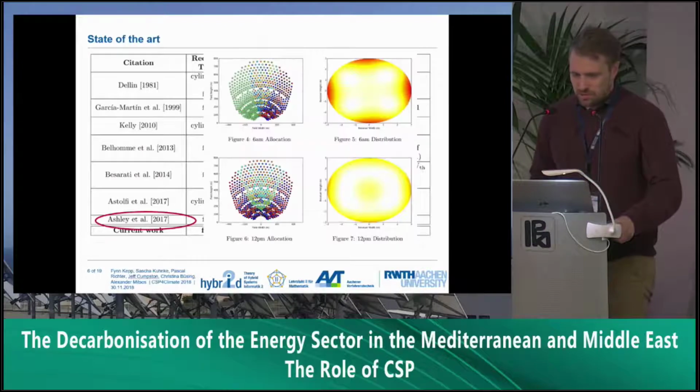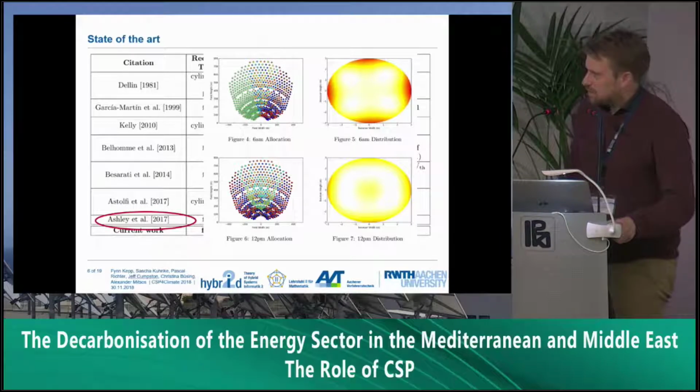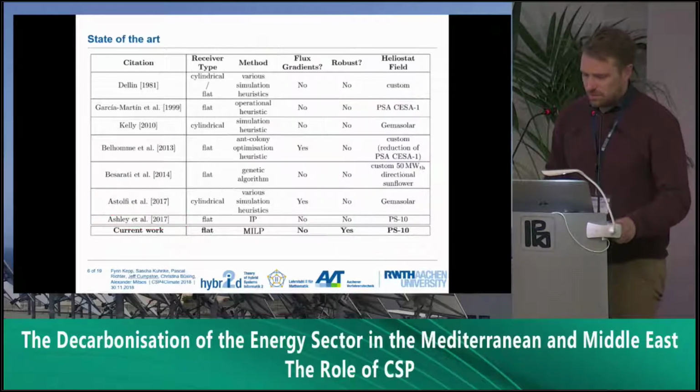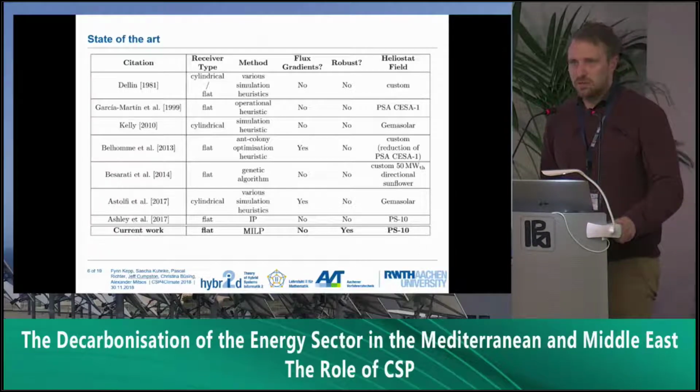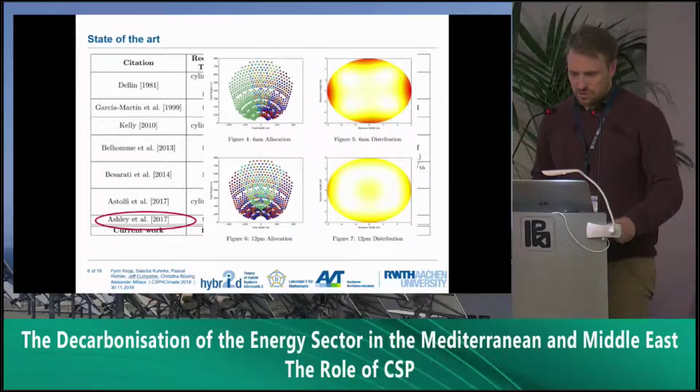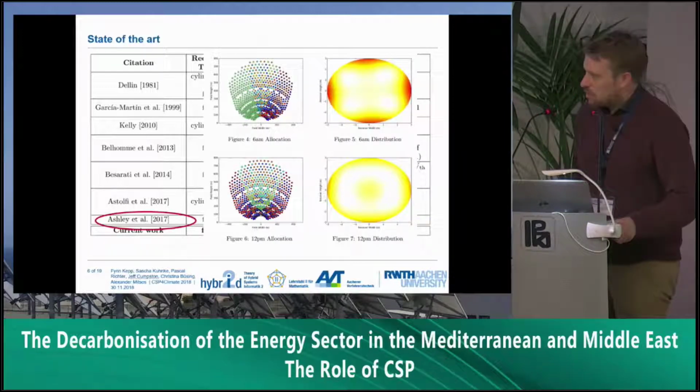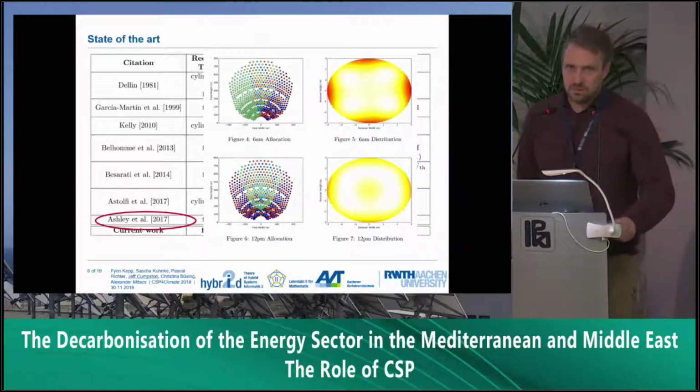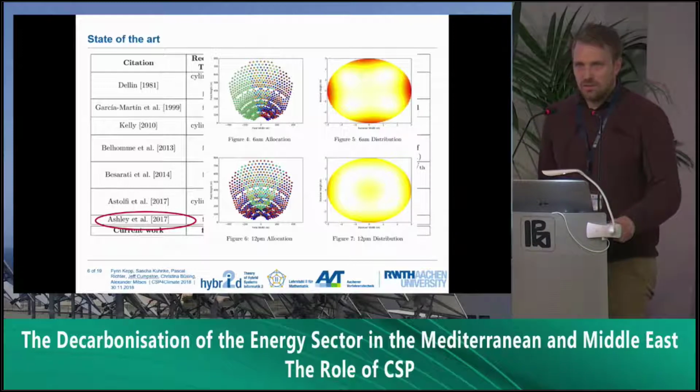But I want to draw your attention in particular to the final citation there by Ashley et al. The final one there is the first one to approach this problem with a constrained optimization approach. And they use an integer programming algorithm in order to optimize the flux distribution on the receiver. With this approach, we can begin to think about formulating the optimization problem in a way where we can ensure that we find the globally optimal solution.